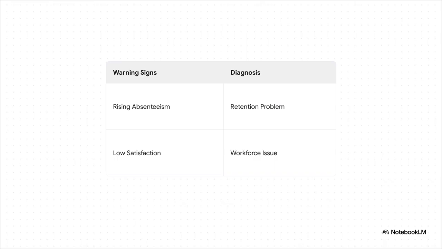Imagine this mini scenario. You're looking at the data, and you see rising absenteeism paired with low employee satisfaction readings. If you spot these warning signs happening together, the diagnosis is clear. You are looking at a leading indicator of a major retention problem. And remember, satisfaction ratings are a leading indicator, meaning they tell you what's going to happen before it actually happens. Tracking this combination gives the organization a crucial window of opportunity to jump in and fix the root cause of that dissatisfaction before it turns into real employee turnover.